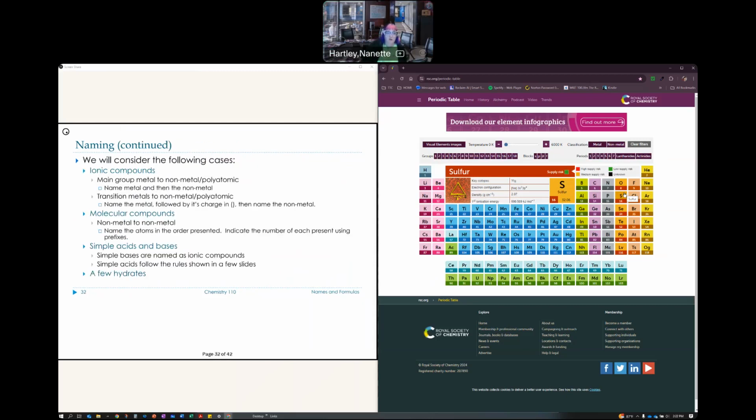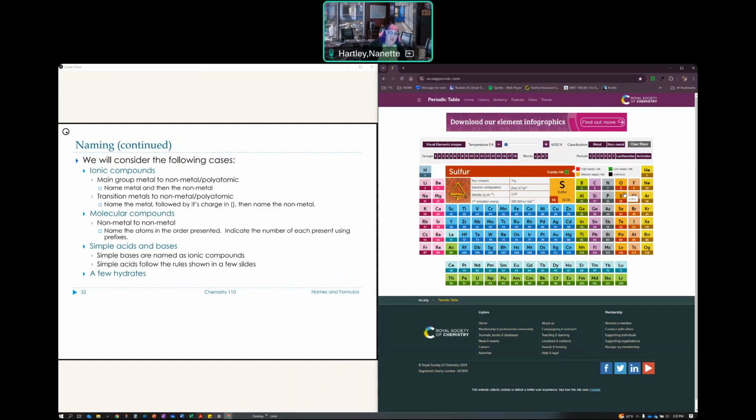So we'll consider the following cases. I want you to be able to name ionic compounds, main group metal to non-metal or polyatomic. Name the metal and then the non-metal, whether it be a non-metal or a polyatomic ion. Transition metals to non-metal or polyatomic: name the metal followed by its charge, then name the non-metal or the polyatomic ion. Molecular compounds, non-metal to non-metal bonding: name the atoms in the order presented. So whatever order they give them to you, that's the order you'll name them. Indicate the number of each using the prefixes that we talked about.